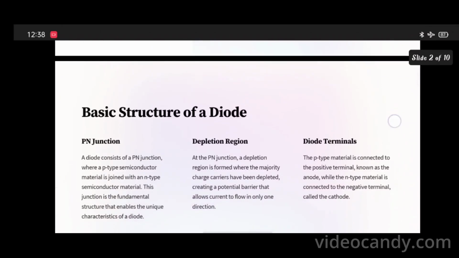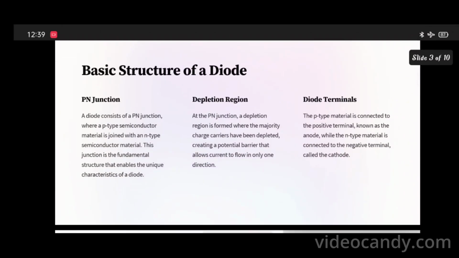Next, basic structure of a diode. PN junction. A diode consists of a PN junction where a p-type semiconductor material is joined with an n-type semiconductor material. This junction is the fundamental structure that enables the unique characteristic of a diode.